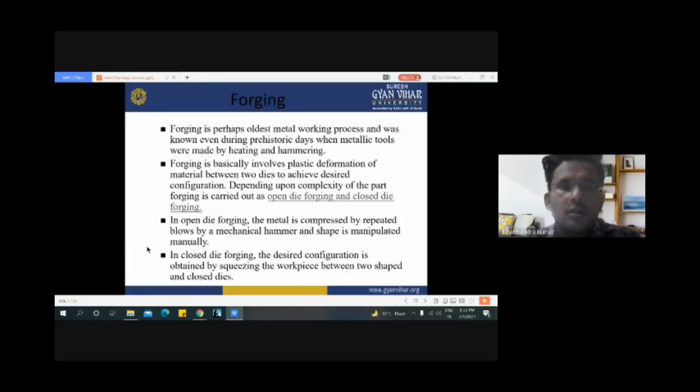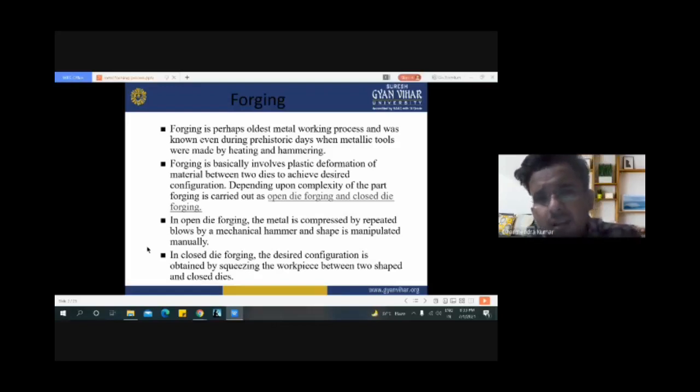The first one is forging process. Forging is perhaps the oldest metal working process and was known even during prehistoric days when metallic tools were made by heating and hammering. We have seen in many villages a person with their agricultural tool, heating that tool and hammering it to make it more effective and better performing in the cultivation process.